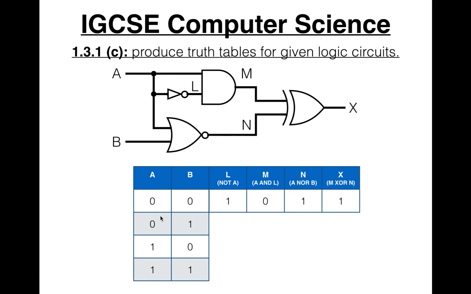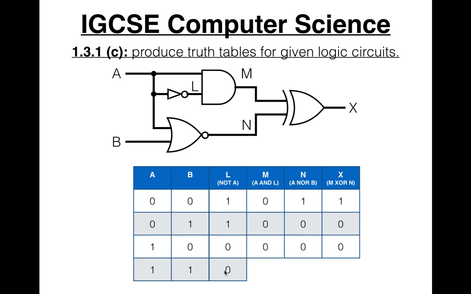Then we have 0 and 1. So NOT A is of course again 1. A AND L, that would be 0 AND 1, so that would be 0. A NOR B would be 0, because as said, it can only be 1 if both of these are 0. And M OR N has to be 0. We could do the same thing for the rest, which would be 0 all the way down. So we get the output of the circuit 1, 0, 0, 0.